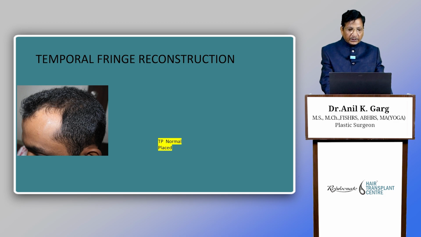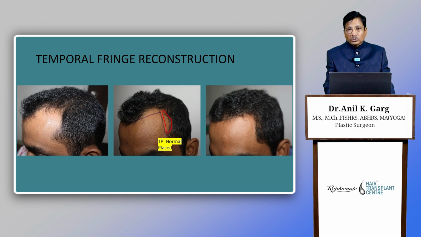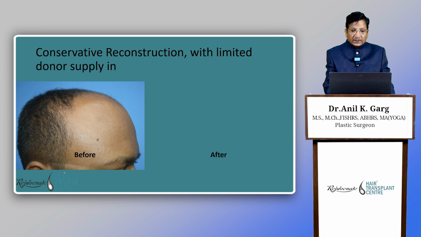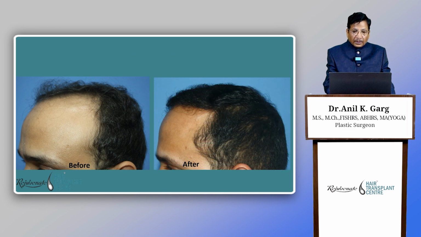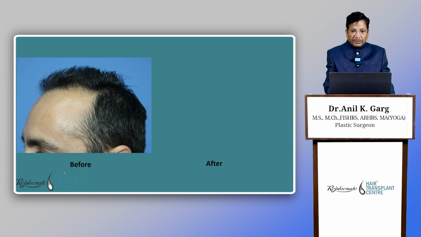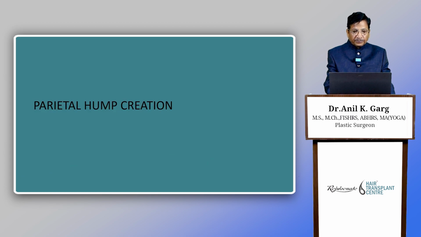This is the temporal fringe reconstruction. This is the normal TP but receded temporal fringe. So we reconstructed this and it looks quite natural. This is a conservative reconstruction with limited donor supply in this area. Here the low density temporal fringe has been reconstructed because of the limited donor supply. A reasonable density has been given in this case.